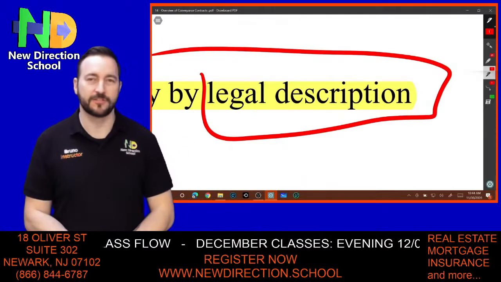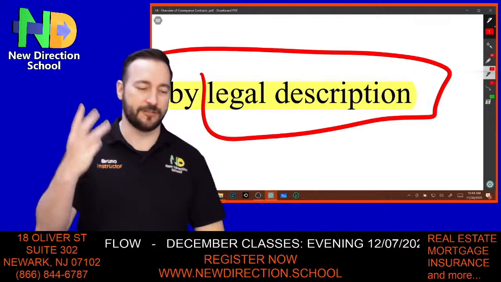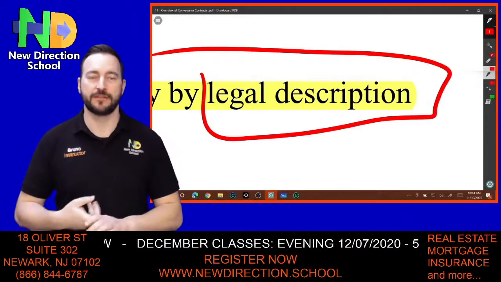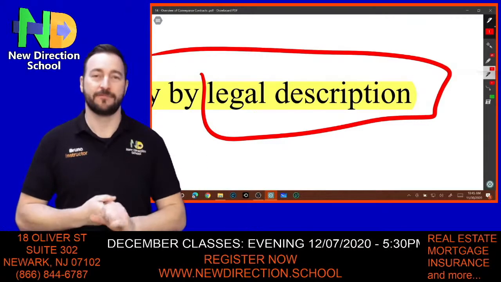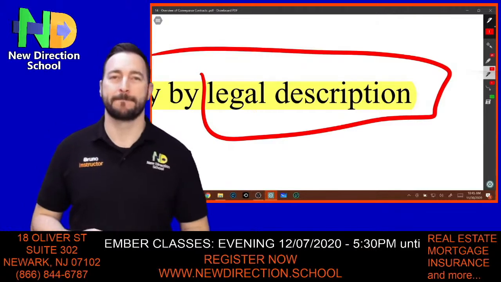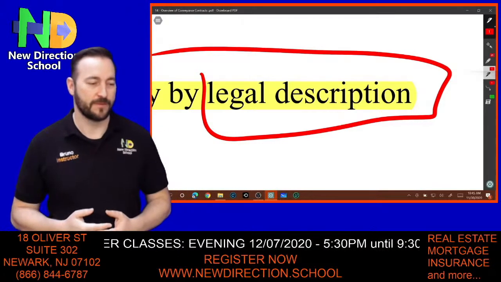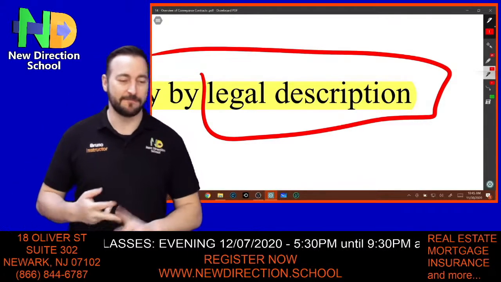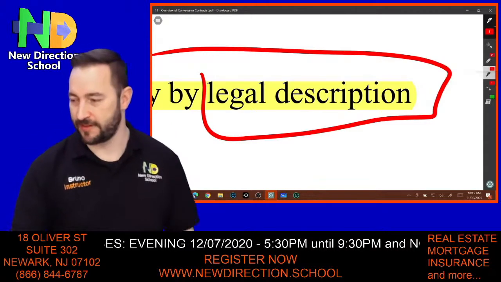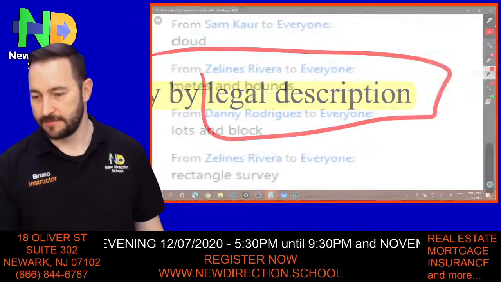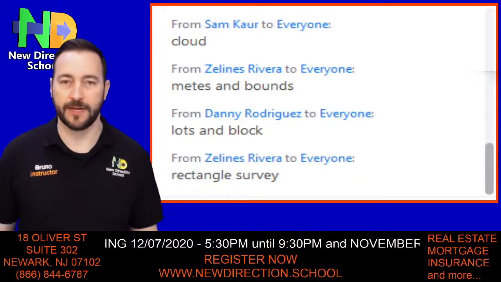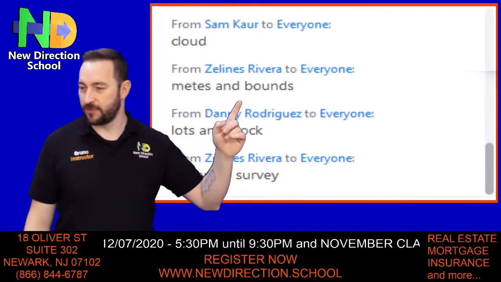Meets and bounds, so Celine for the win. We got one. Okay, there's three of them. Three methods of legal description. So we have meets and bounds. What else? What else we got, guys? The lot and block and the rectangle survey. Perfect. Let me show this. Boom. Right here. And Ruth for the win as well.